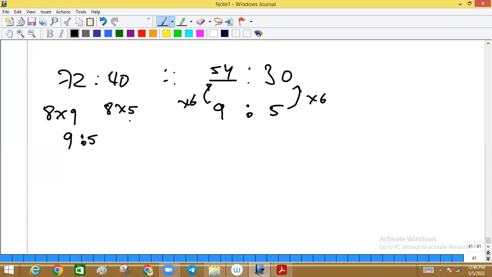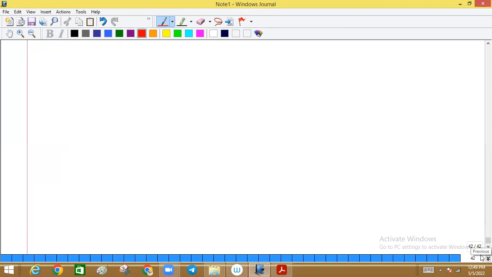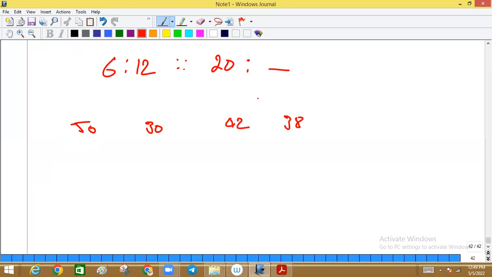Next question, now 192. 6, 12, 20, and I have to give the options here because there are many possibilities in this. Your options are 50, 30, 42, 38. What's the answer? 30.